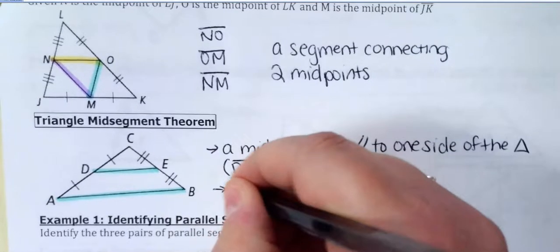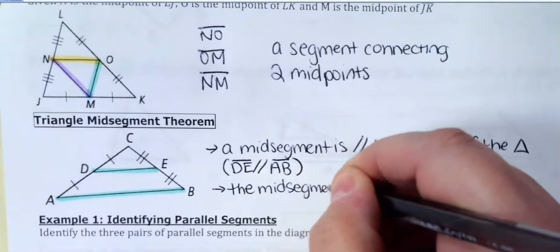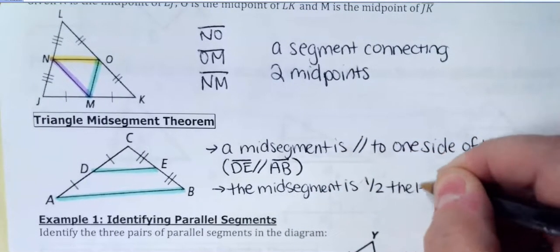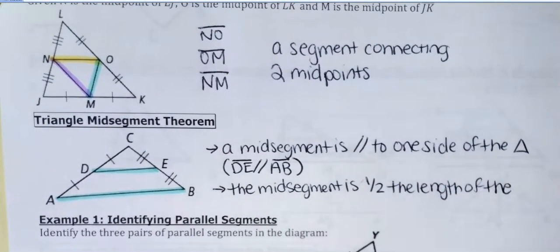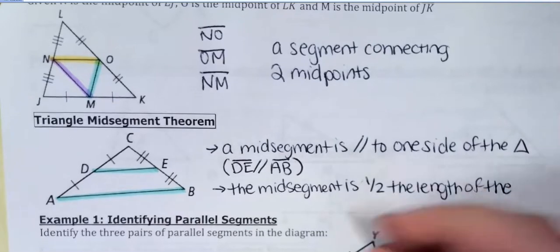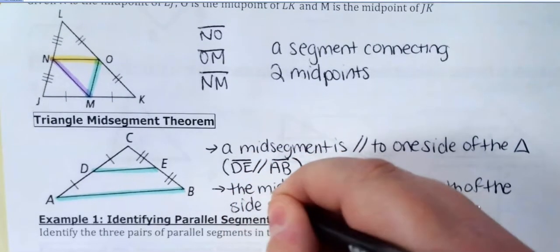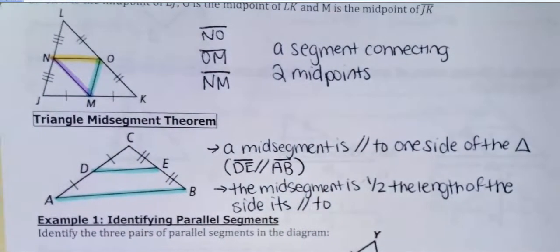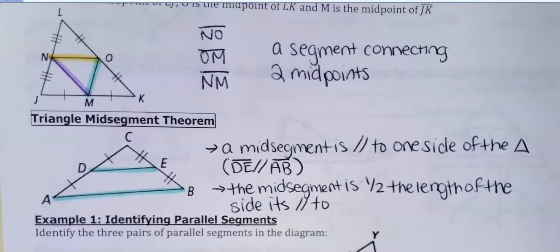Okay, the other thing that is special about this, they're parallel lines. The mid-segment is going to be half the length of the side it's parallel to. It's the mid-segment, that's going to be a shorter of the two. The mid-segment is going to be exactly half the length of that side in the triangle that it's parallel to.